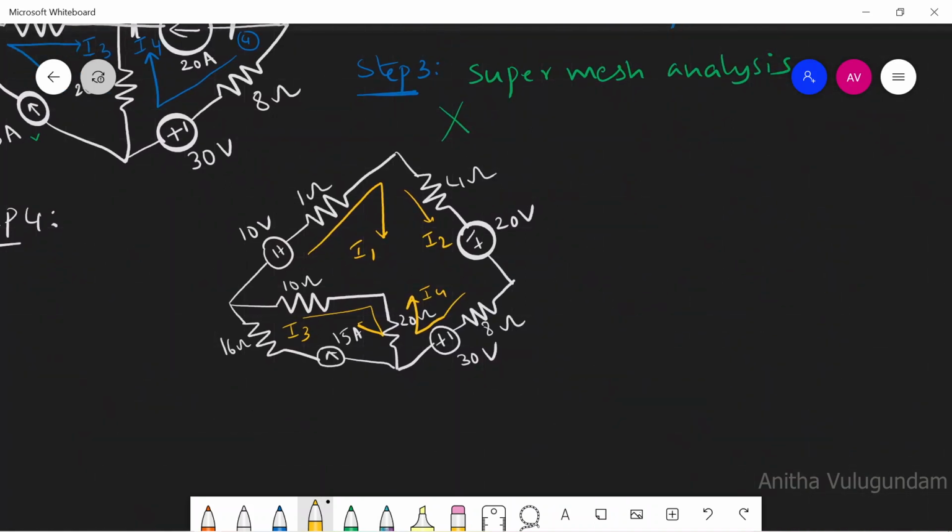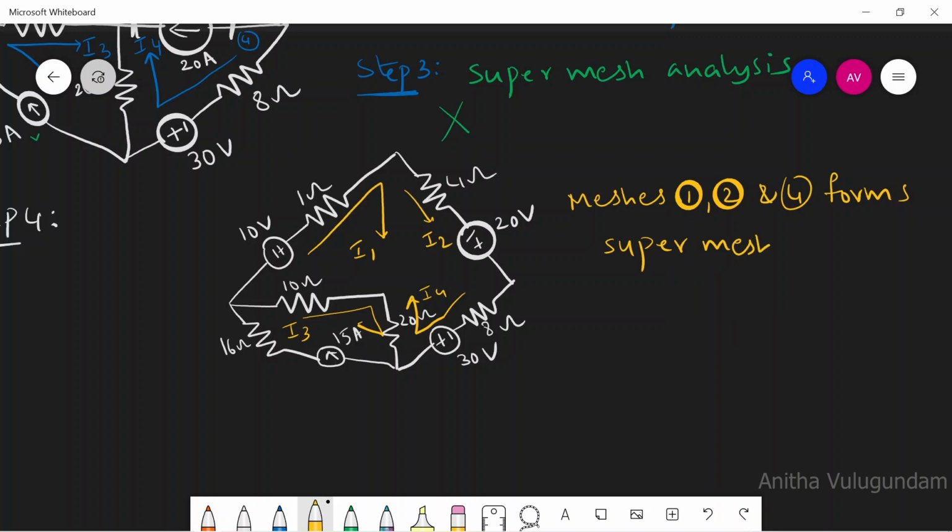Let us write a point. Meshes 1, 2 and 4 form the supermesh. Let's apply KVL to this supermesh. I'll start with 10 volts.